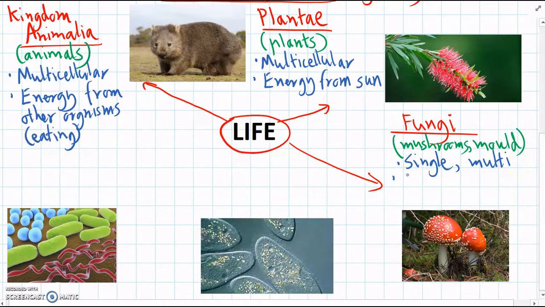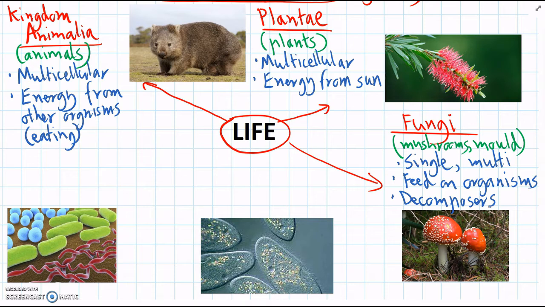They also, like animals, need to feed on other organisms. They need to eat other things to get their energy. But they eat dead living things. They eat dead organisms. And we call that decomposers. They break down all the dead bodies, the dead leaves in an ecosystem.